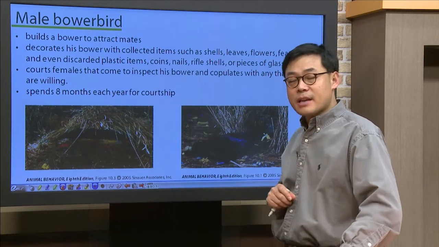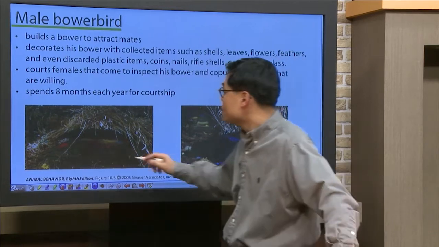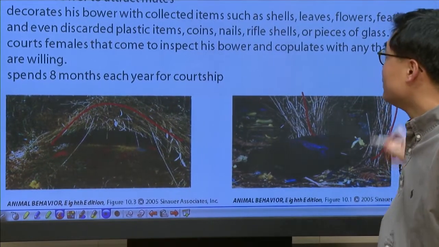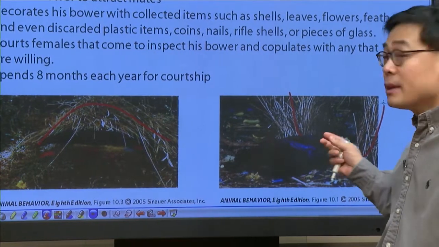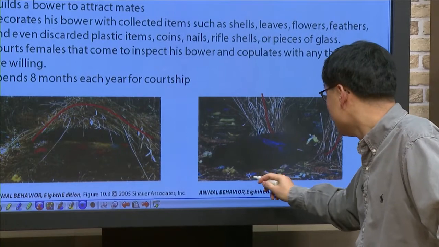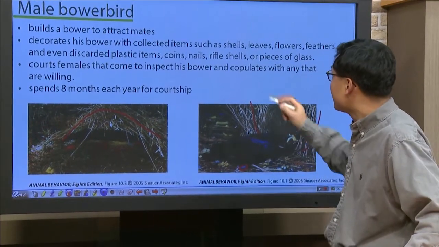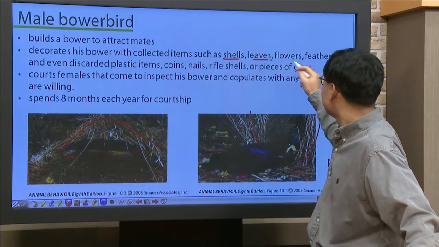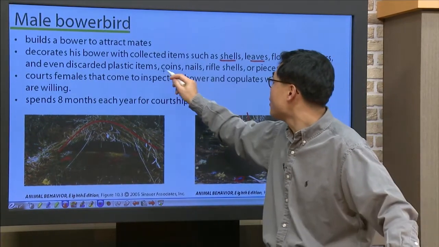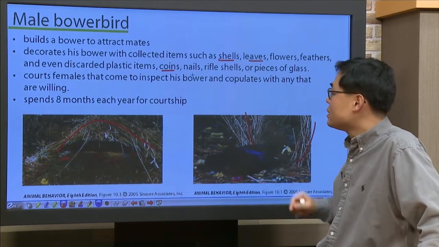These are examples. These are male bowerbirds. They construct a bower, and this is the bower. They build bowers to attract their mates, and they sometimes decorate. All these are the decorations. They collect shells, leaves, flowers and feathers, and sometimes human-made objects like coins or nails, and then they decorate around these bowers.